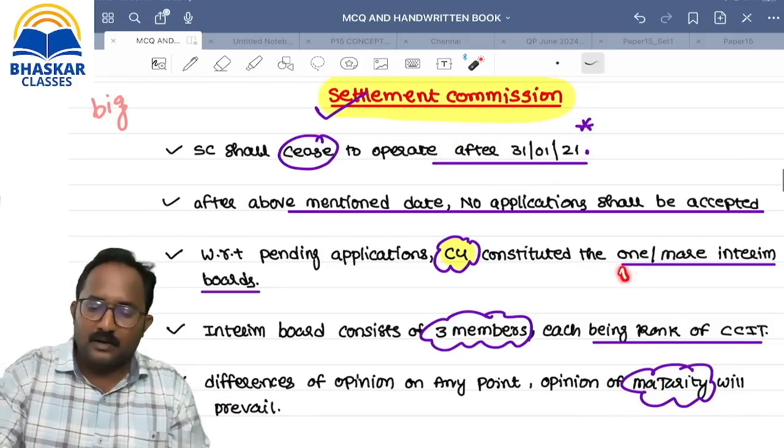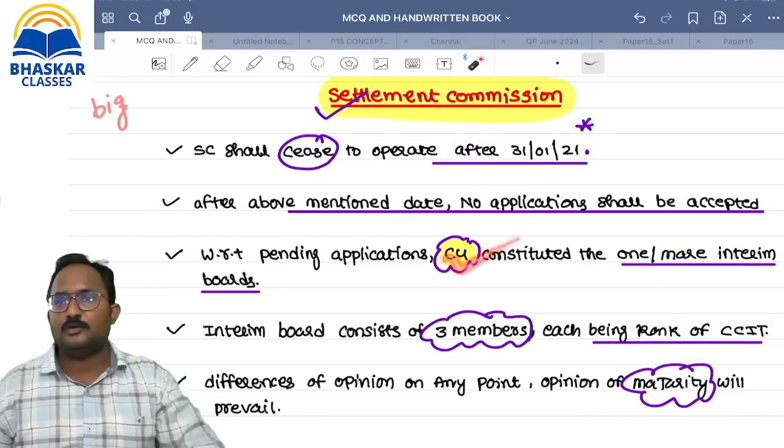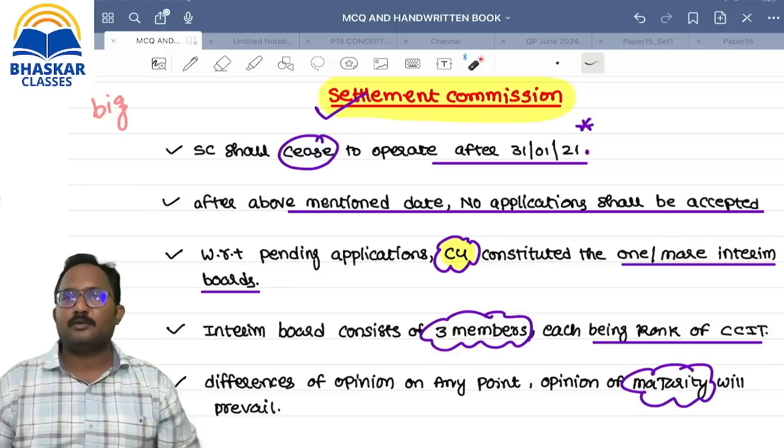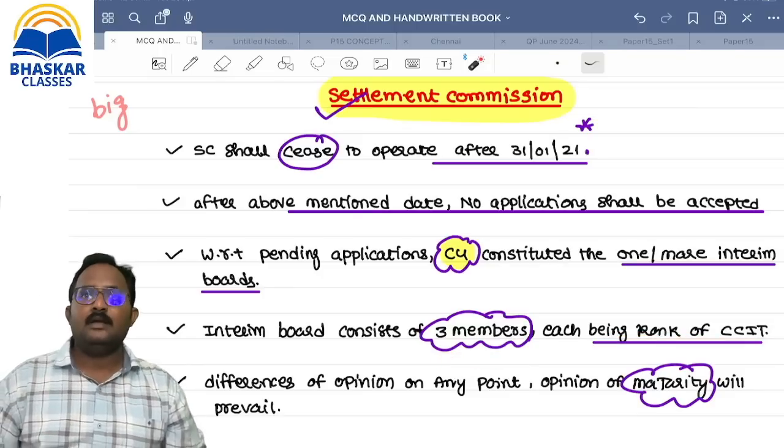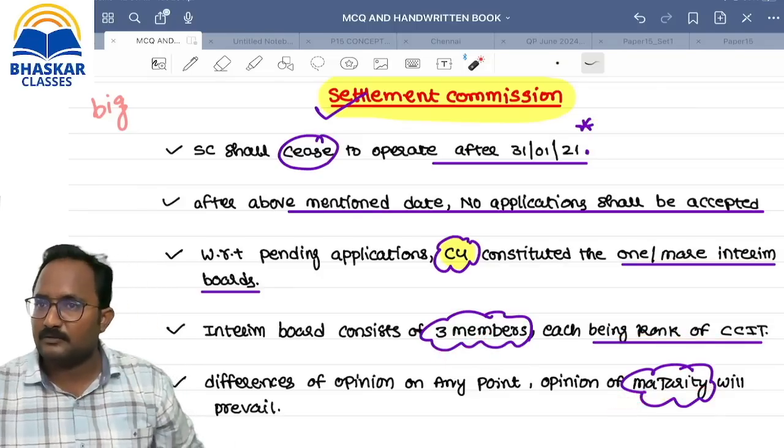Pending application resolution can be taken up by the interim boards. Those interim boards are constituted by the central government. How many members, ma? 3 members. What is the qualification? Rank of Chief Commissioner of Income Tax. If any differences of opinion are there, the majority opinion will prevail.